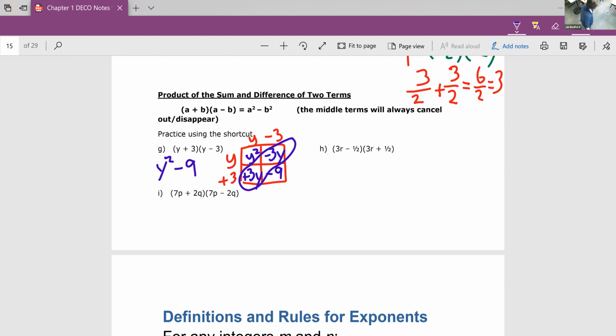I want you to try to figure out what 7p plus 2q times 7p minus 2q would equal.